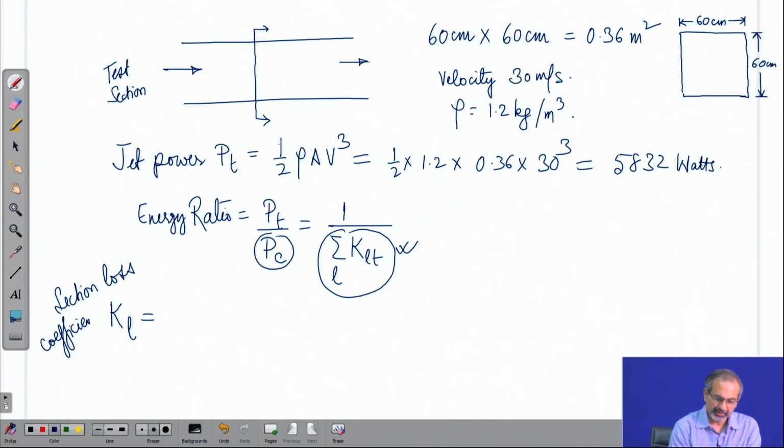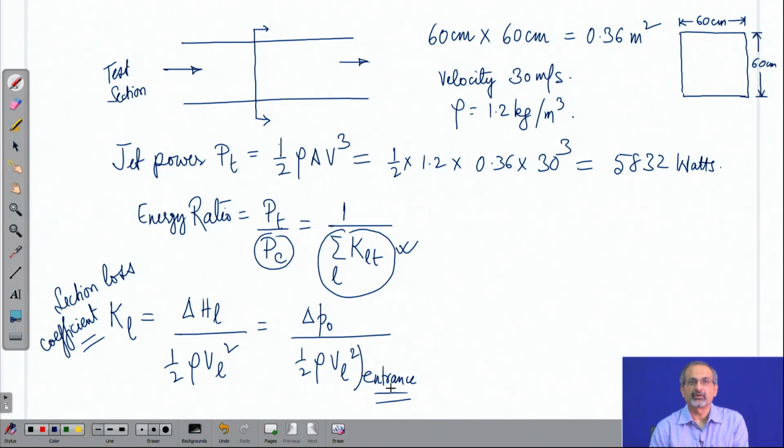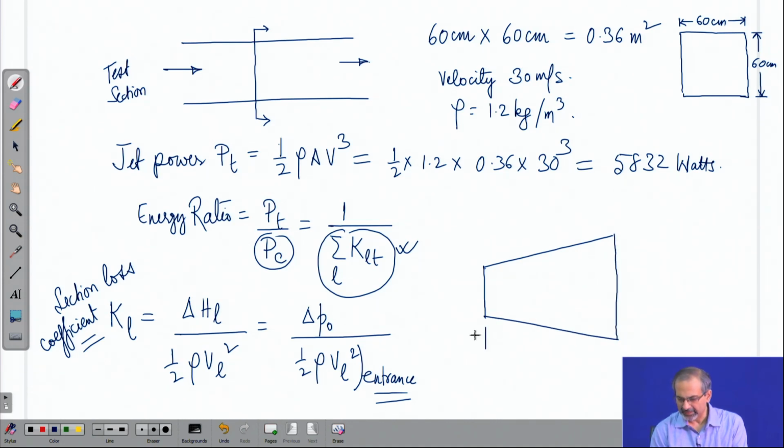So, when we go component wise, a section loss coefficient, we had originally defined it as K_L, and then we converted it into K_LT. So, K_L, how is it defined? For a local section, half rho V_L square comes in the denominator, the dynamic pressure. What you have on top is the loss in stagnation pressure, and remember that what we mean by V_L square is based on the entrance of that section. That means, if you have a diffuser, the dynamic pressure that you have at the inlet of the diffuser, that is what we mean by that nomenclature.